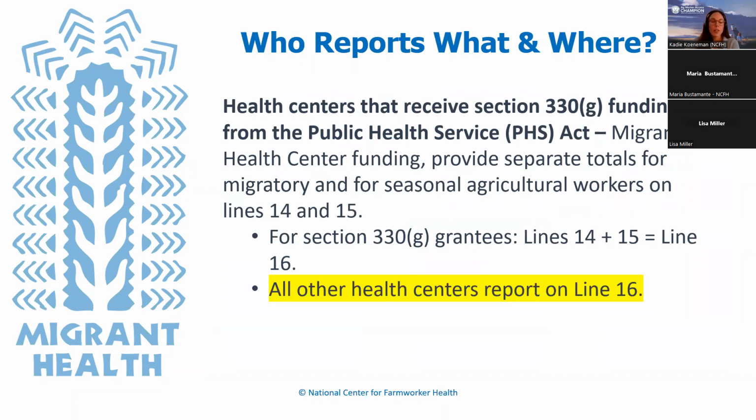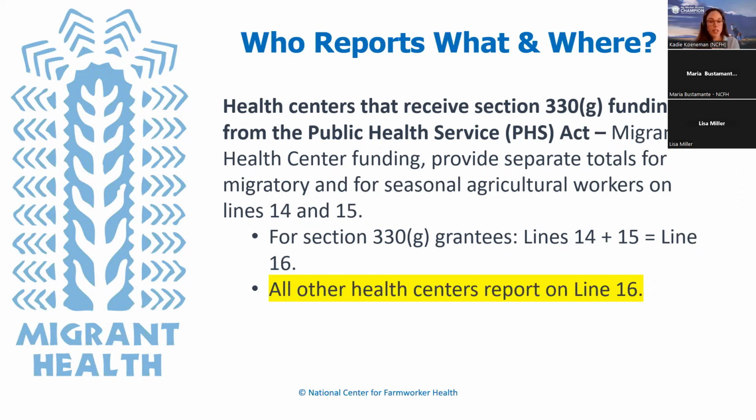So who reports what and where? To answer these questions, it's important to refer to the 2023 UDS manual. The manual shares that health centers that receive Section 330G funding must provide separate totals for migratory and seasonal agricultural workers on lines 14 and 15 of their UDS reports, and line 16 will be the total.